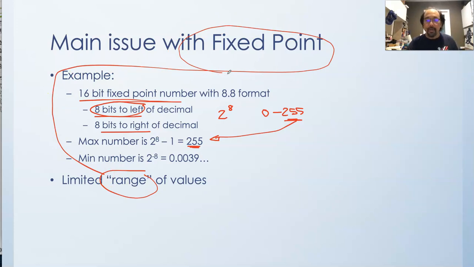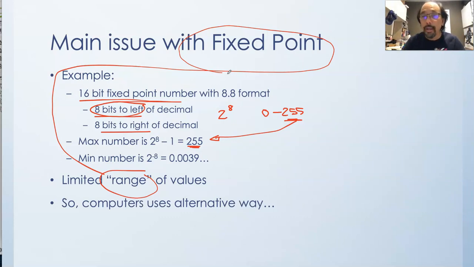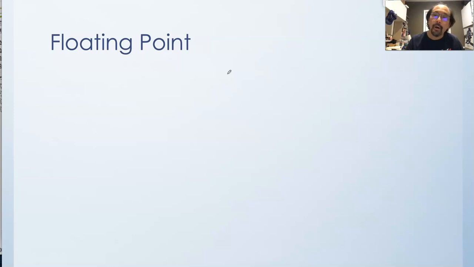So we move to another idea. Another idea is what is called floating point. And this is what's used, I would say, more normally. Computers, of course, still use fixed point. We can still do that. But they also have what's called floating point.